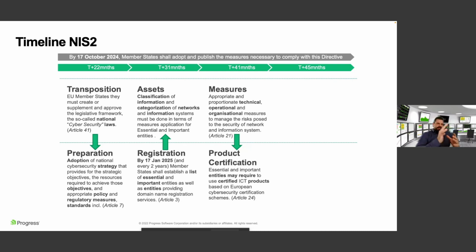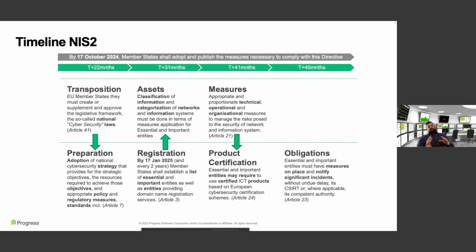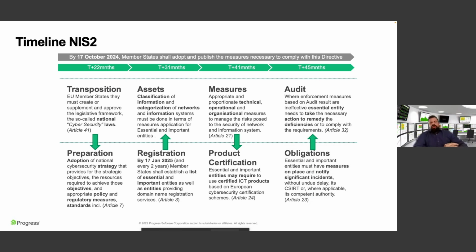That means this is more about supply chain security or the implementation of technologies and solutions which are certified by the European cybersecurity certification schemes. Then essential and important entities need to follow the obligations. This is mostly about having measures in place, and about the notification of significant incidents. And then probably within 2 years after the effectiveness of the national legislation, the national competent authority can conduct audits. And where enforcement measures based on audit results are ineffective, the essential entity needs to take the necessary actions to remedy the deficiencies to comply with the requirements.